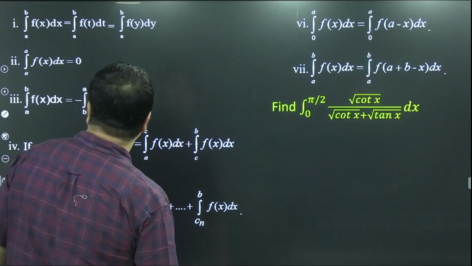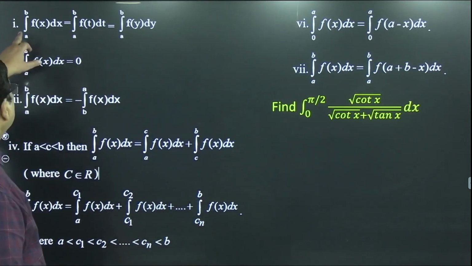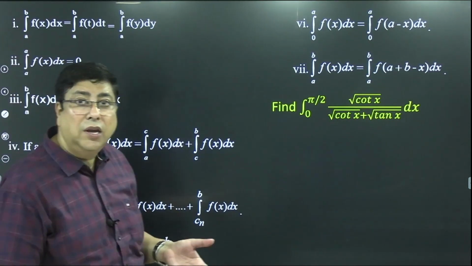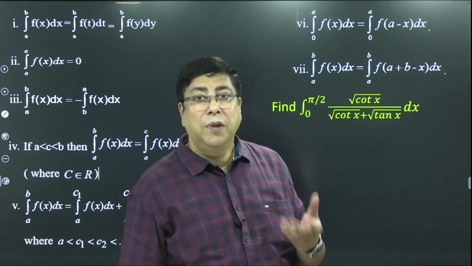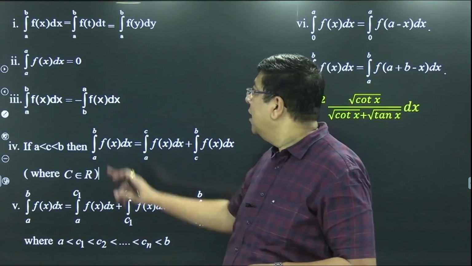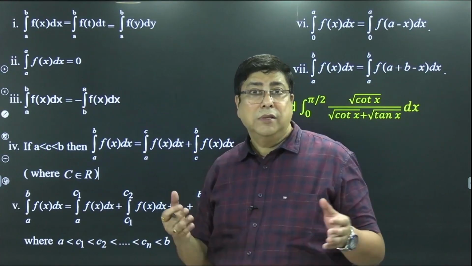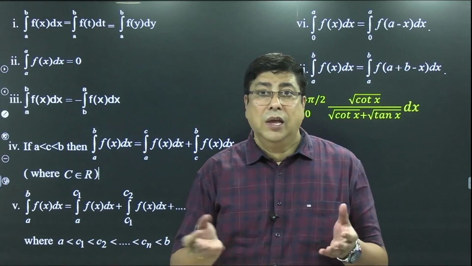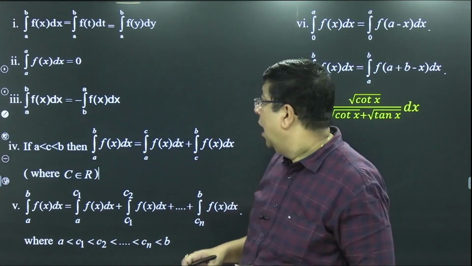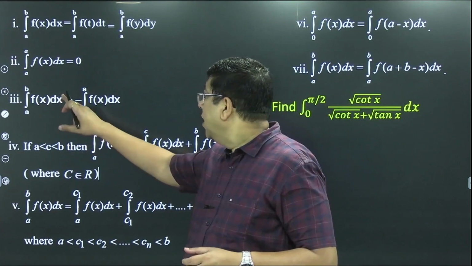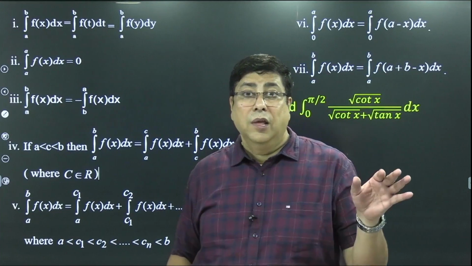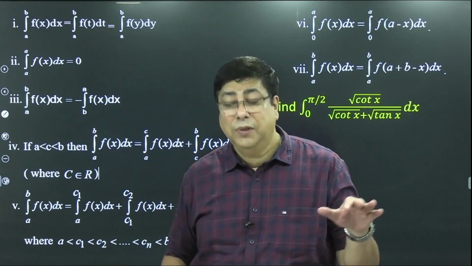Let's come to the properties of the definite integral. First, these are basic properties. First property: integral a to b f(x) dx equals integral a to b f(t) dt equals integral a to b f(p) dp, whatever, the name is not the problem. Second, integral a to a f(x) dx is a point, so its area will obviously be 0. And third property, integral a to b f(x) dx equals minus integral b to a f(x) dx. This is the reversibility property, like reversibility of light rays.